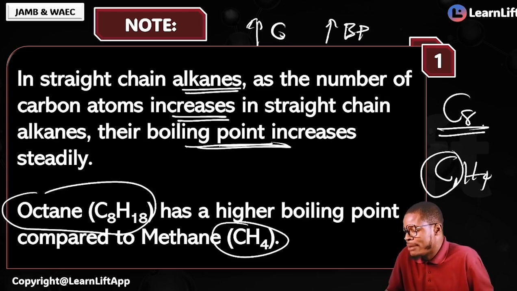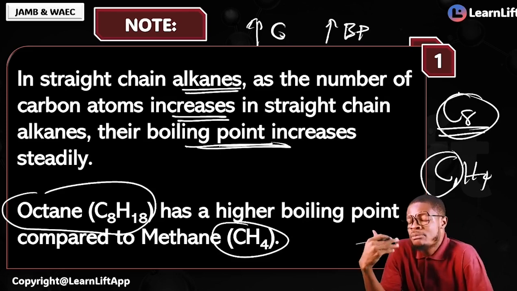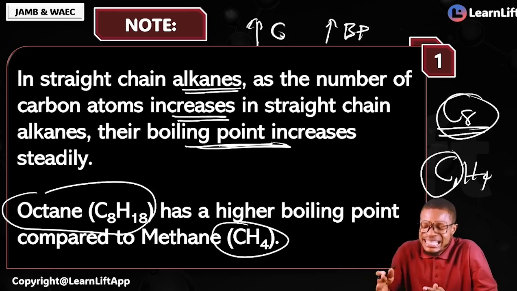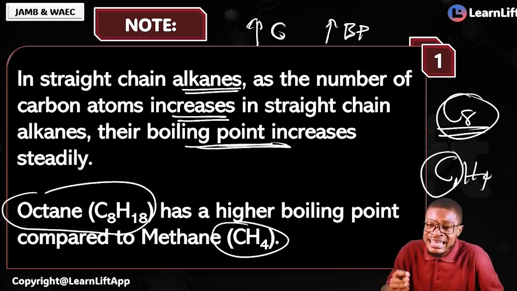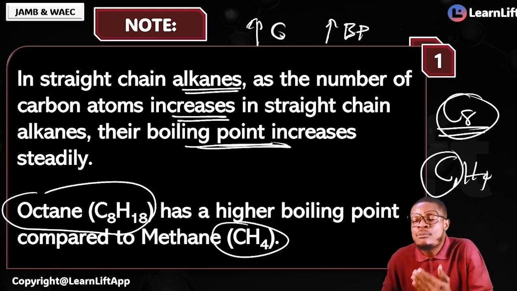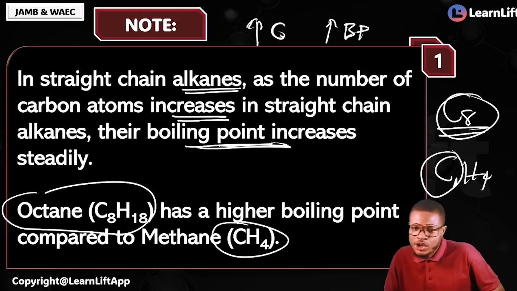One carbon here. Octane, 8 carbons here. Forget the hydrogen, just focus on the carbon. Which one has more carbon? Octane. We say that as the number of carbons increases, the boiling point also increases. So octane and methane, which one has the higher boiling point? Octane has a higher boiling point compared to methane.